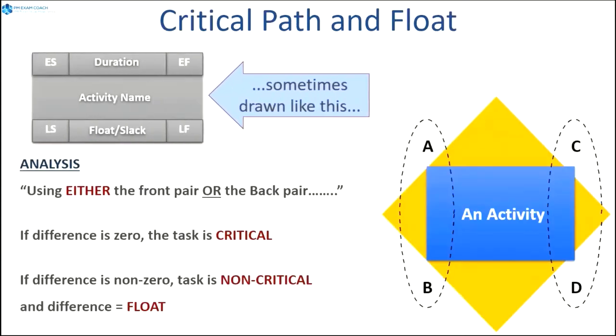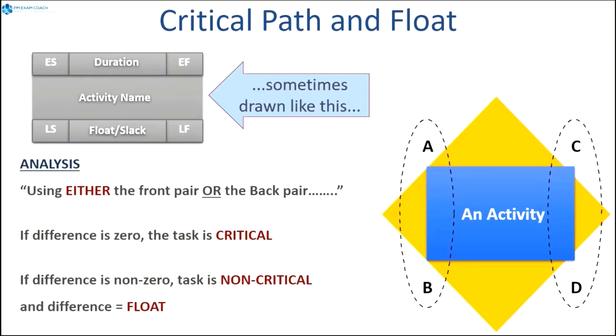I want you to think about this activity node box drawn like this sometimes. You have your duration, how long the activity should take, early start, early finish, late start, late finish. And be careful, sometimes the float or the slack number will be down here, but the duration will be a number up here. But for the exam, you want to focus on either the back pair or the front pair. And that's how you'll know if you're dealing with an activity on the critical path. If the difference is 0, the task is critical. If the difference is not 0, the task is not critical.